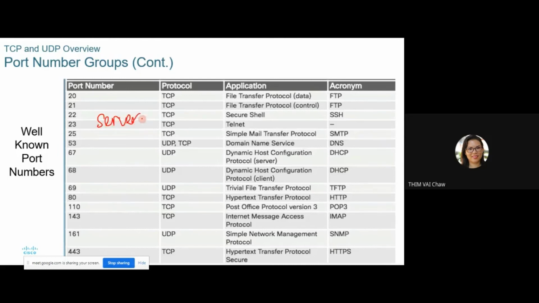Let's say your server uses HTTPS. Let's say the Tile College website is using HTTPS, this protocol at the application layer. So definitely at the transport layer I will use TCP. The server will use port number 443 to talk to the device.